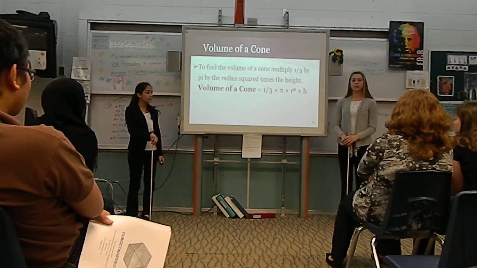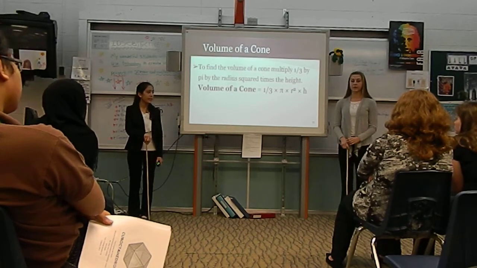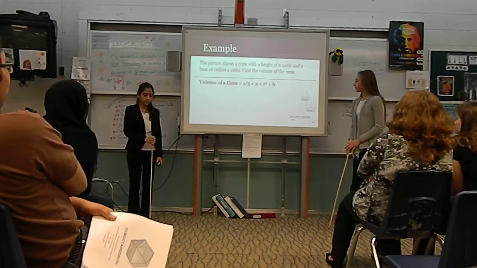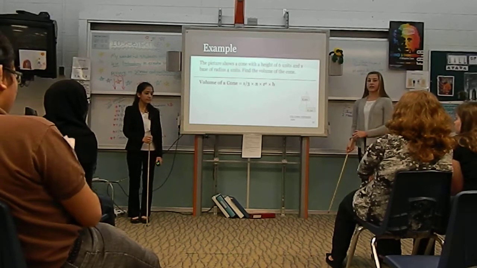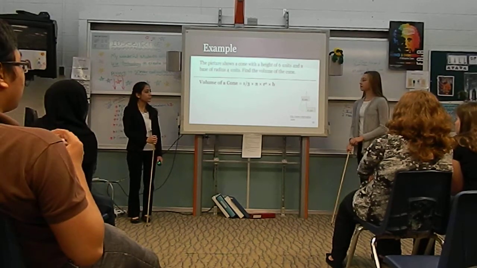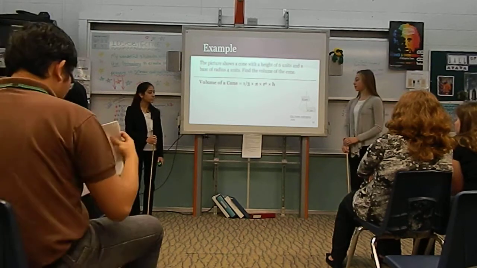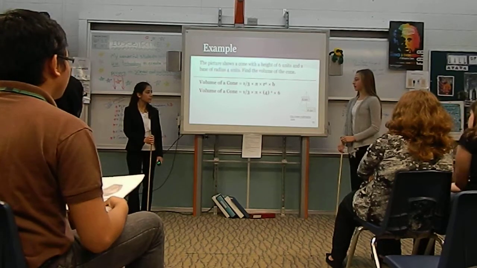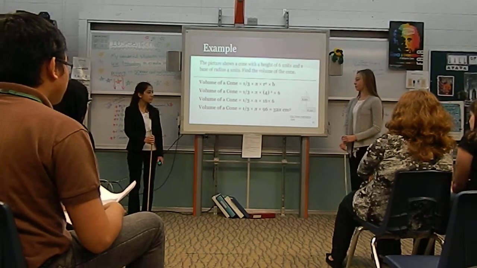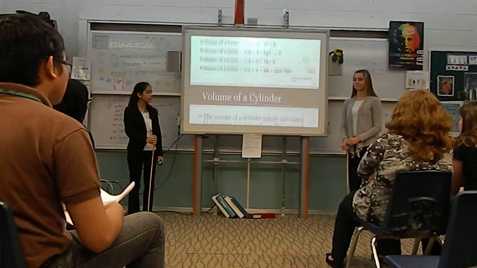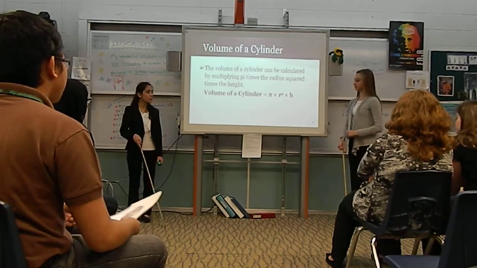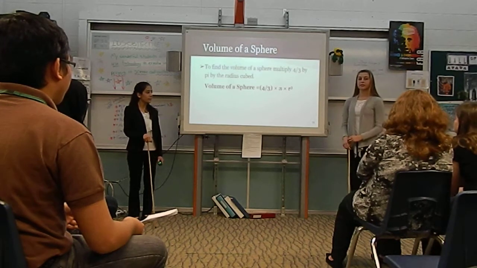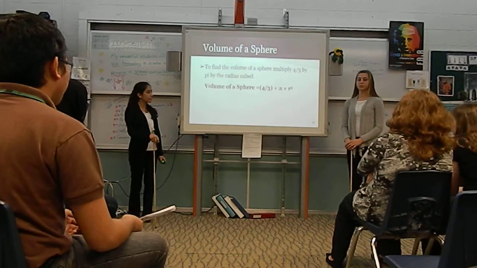Volume of a cone. The volume of a cone is 1/3 times pi times radius squared times height. Example. This picture shows a cone with a height of 6 centimeters and a radius of 4 centimeters. If you plugged it into the volume of a cone equation, you would put in 4 as the radius and 6 as the height. That would solve to 32 pi centimeters cubed. The volume of a cylinder is equal to pi times the radius squared times the height. Volume of a sphere is 4/3 times pi times the radius cubed.